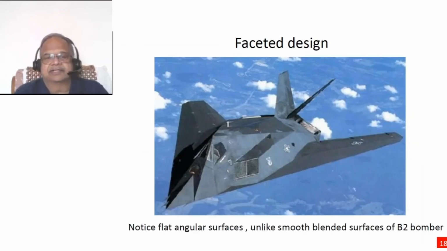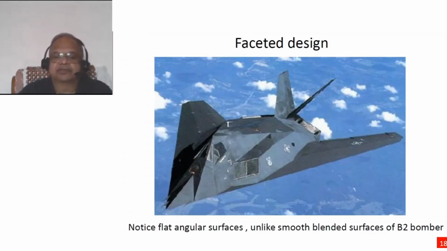So the faceted design example is shown here. Notice the flat angular surfaces, unlike any other aircraft you would normally see, which will have smoothly blended, smoothly curved surfaces. In this case, you see a lot of flat surfaces. These flat surfaces are not designed arbitrarily. For each one of them, a lot of care is needed to design the flat surface at the angle at which it is placed. And you also notice that the vertical tail at the back is canted. Okay, so this is one design.